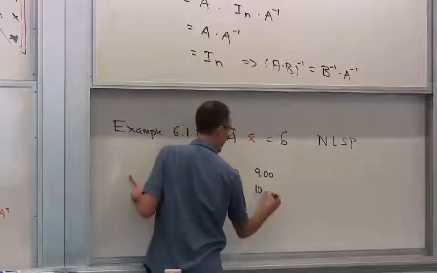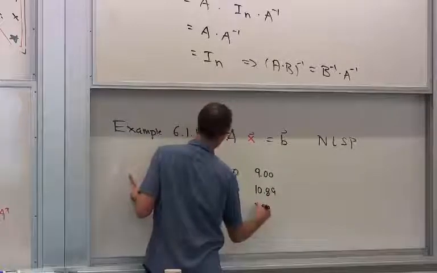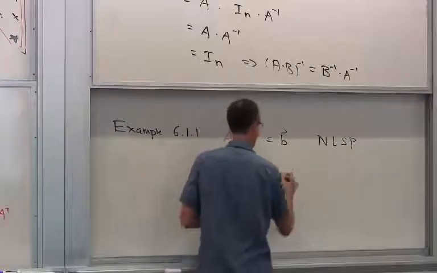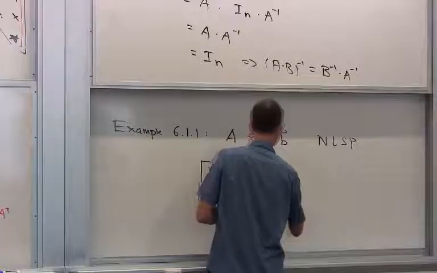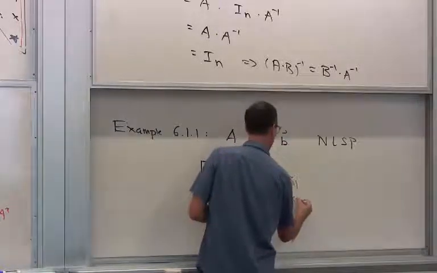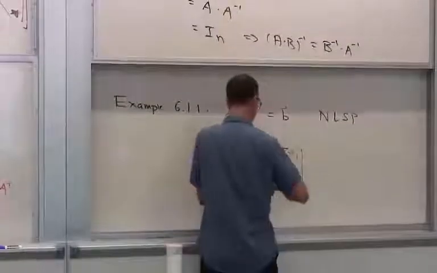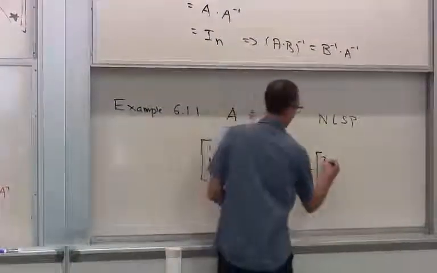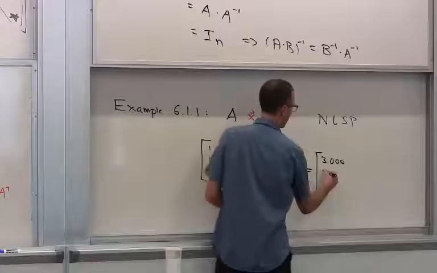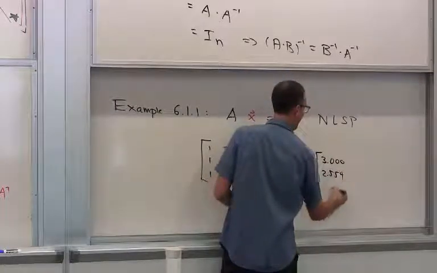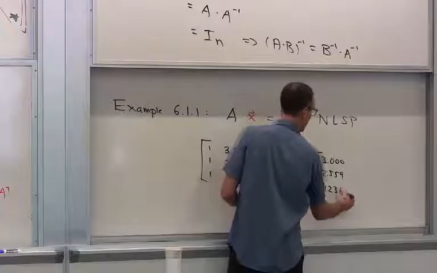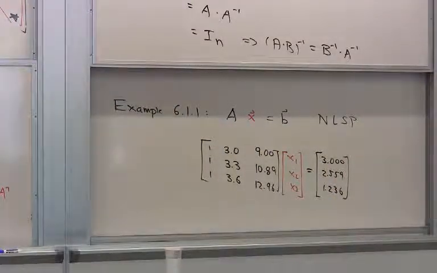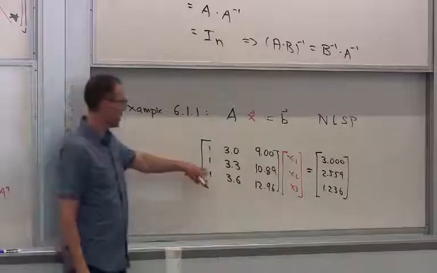9.00, let's see, 10.89, I suppose. And then I suppose it's going to be 12.96. And we call this over here x1, x2, x3. And then we did this one over here, 3.000, and then we had 2.559, and then we had 1.236, right? Okay. And do you remember what we did?